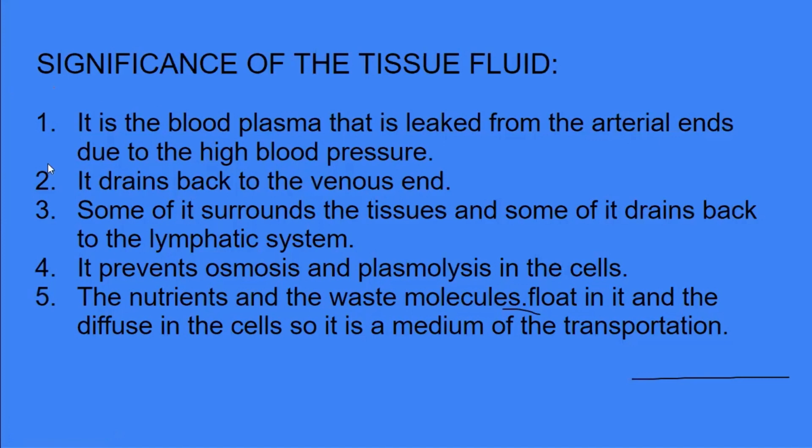So let's see the significance of tissue fluid. It is the blood plasma that is leaked out from the arterial end due to the high blood pressure. It drains back into the venous end. Some of it surrounds the tissues, and some of it drains back into the lymphatic system. It prevents osmosis and plasmolysis, and it is acting as a medium in which the nutrients and the waste materials float, coming and going between the cells and the blood vessels.